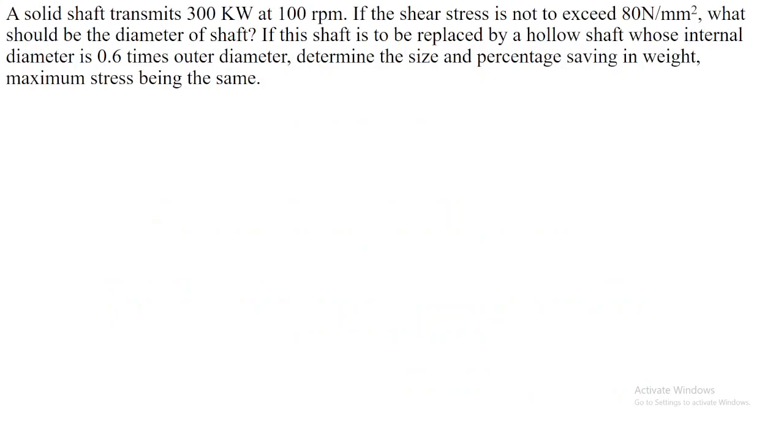Okay. So starting with a numerical problem on torsion of shafts: a solid shaft which transmits 300 kilowatt at 100 rpm is given. If the shear stress is not to exceed 80 megapascal, what should be the diameter of the shaft? And if this shaft is to be replaced by a hollow shaft whose internal diameter is 0.6 times the outer diameter, determine the size and the percentage saving in weight, the maximum stress being the same. Okay. So can you solve this?